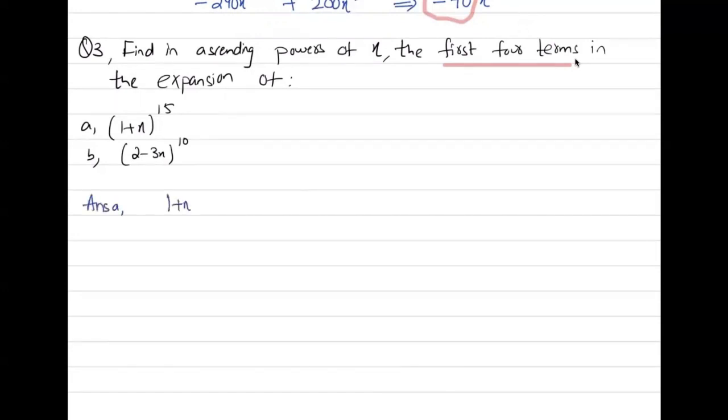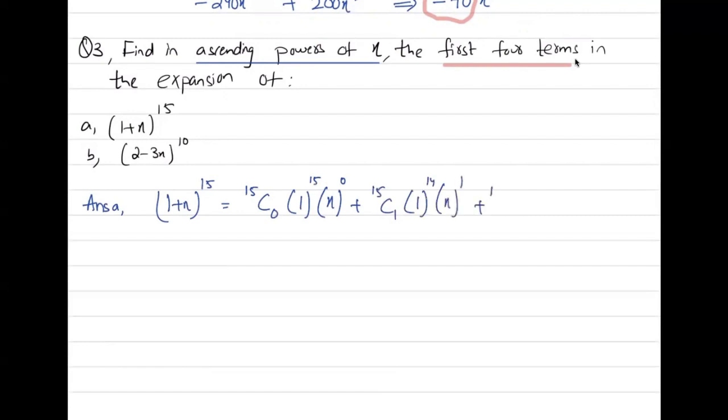So (1 + x)^15. Now it has to be in ascending powers of x. So the first term is going to be 15C0, 1 to the power of 15 minus 0, x to the power of 0, plus 15C1, 1 to the power of 14, x to the power of 1. The third term is going to be 15C2, 1 to the power of 15 minus 2, and x to the power of 2, plus 15C3, 1 to the power of 12, x to the power of 3, and so on.